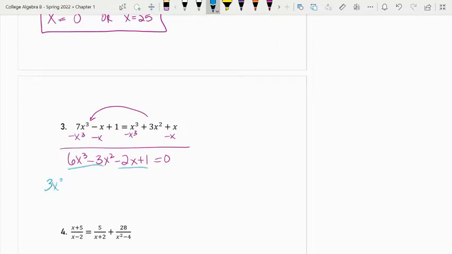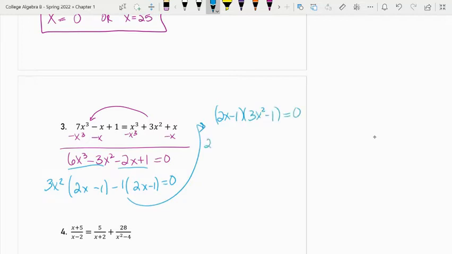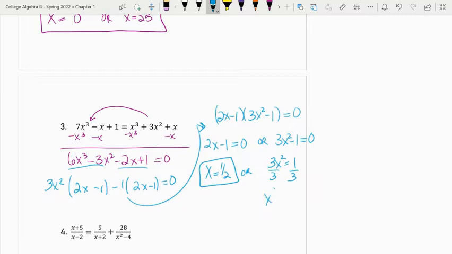For the first two, take out a 3x squared, and you're left with 2x minus 1. Factor out a negative here, and you're left with 2x minus 1 equals 0. Which means I have 2x minus 1 times 3x squared minus 1 equals 0. Set those to 0, so 2x minus 1 equals 0, or 3x squared minus 1 equals 0. Here you can see x is 1/2. Or add 1 here, so we get 3x squared equals 1. Divide by 3, so x squared equals 1/3.